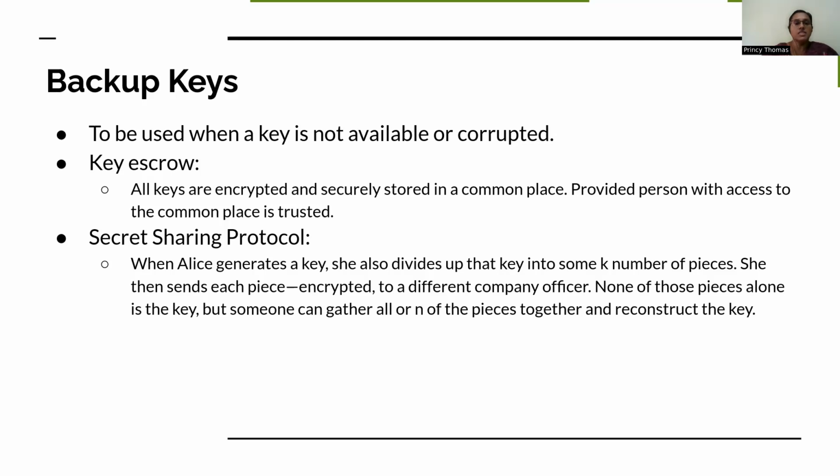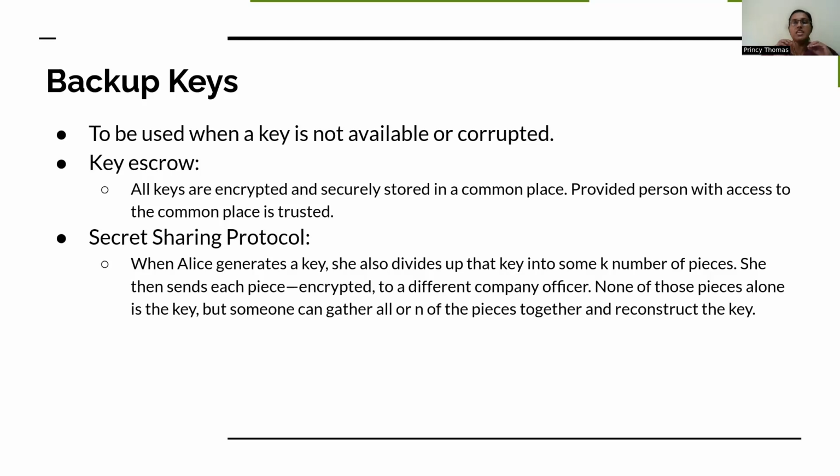Instead, all the keys are encrypted and securely stored in a common place, provided the person with access to the common place can be trusted. Okay, so even if a person is not there, the key escrow is there in a common place, and if that person is trusted, keys can be obtained even if one particular person is not available on the scene.